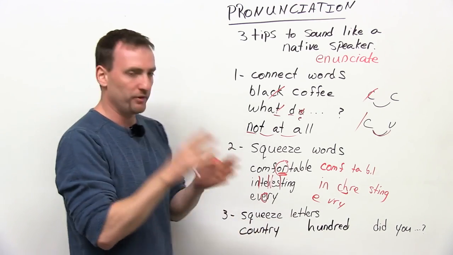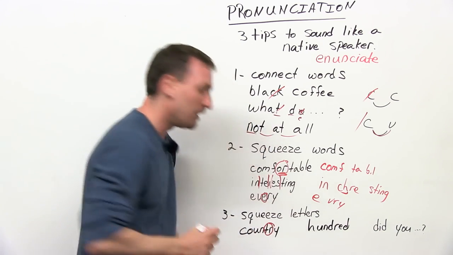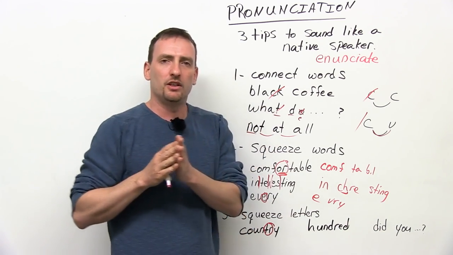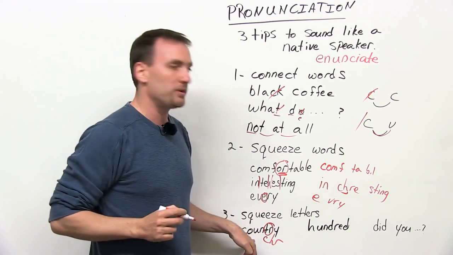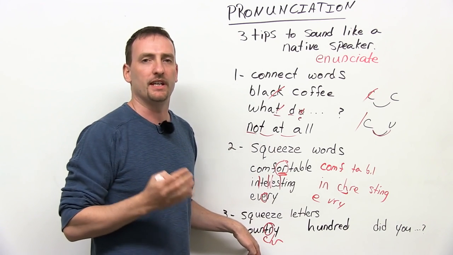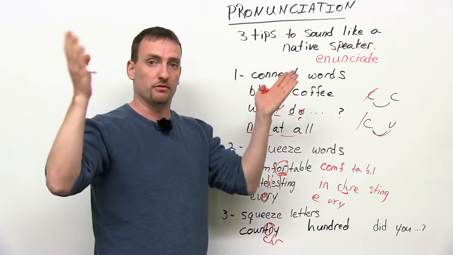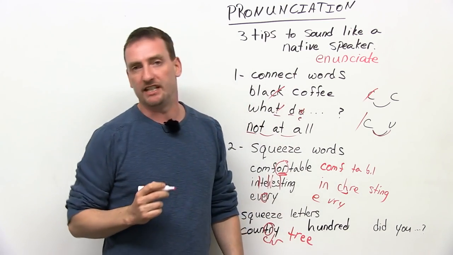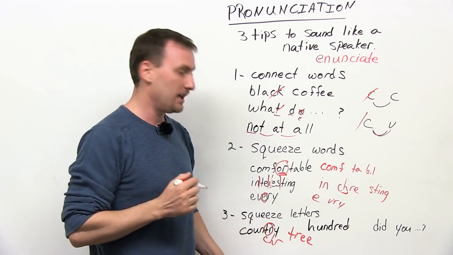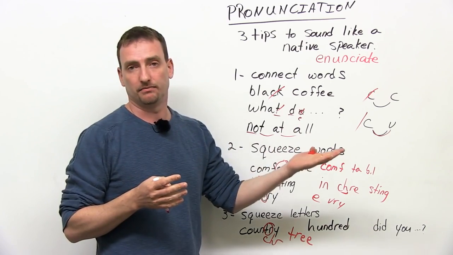Now, this is particularly true for a few letters. When we have TR together, it usually sounds like CHR. So we don't say country. We say country. Country. Like a tree that grows, but even a tree is tree. Okay? If you go out with your friends, you go out for a treat.